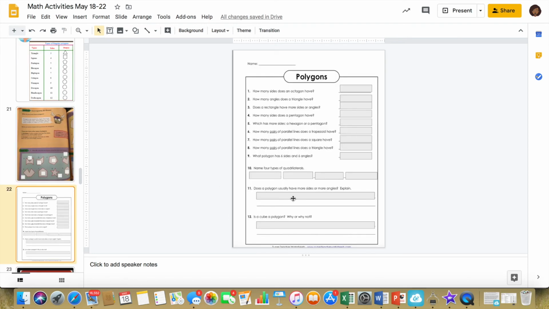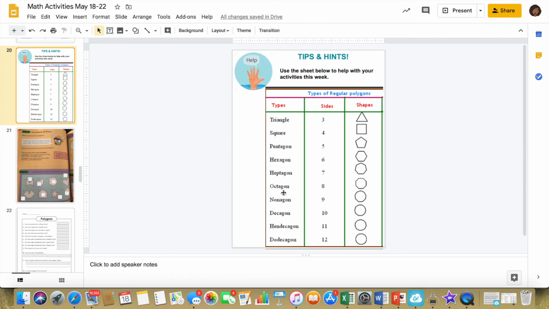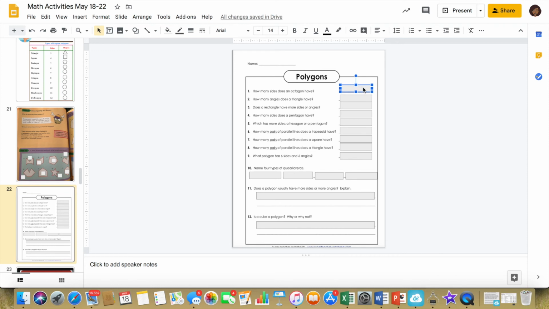Then we move on to this side, and it wants to know how many sides does an octagon have? If you don't remember, you just come back here, you find the word octagon. It has how many sides? 8. So then you come and you just write 8. And you answer that for each question. This one, name 4 types of quadrilaterals. That means think of 4 shapes, and we talked about the quadrilaterals. So you may have to go back to Tuesdays and see the different types of quadrilaterals. You know, you have your square, you have your rectangle. What are some other types of quadrilaterals?